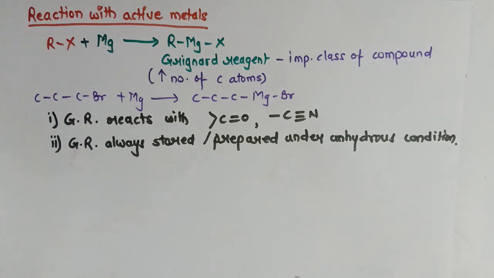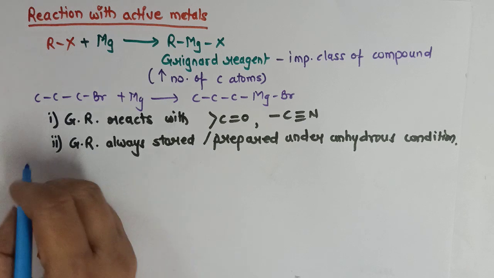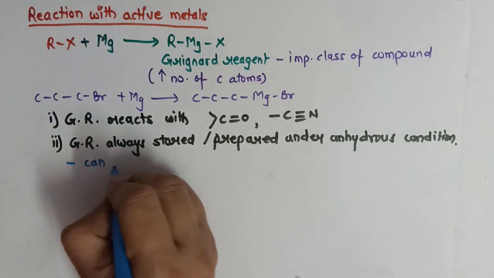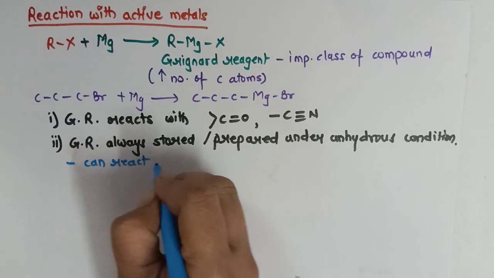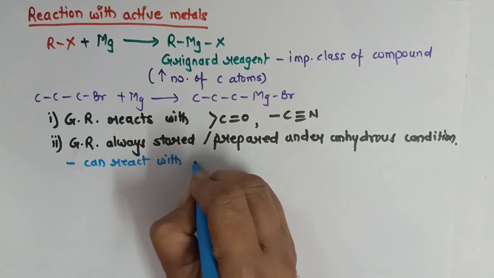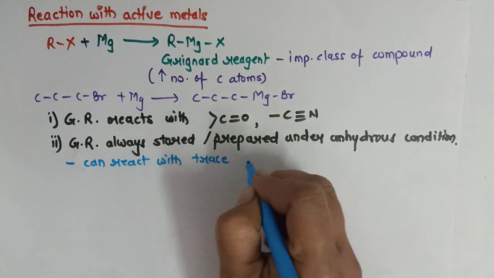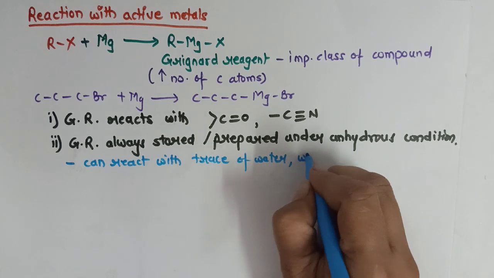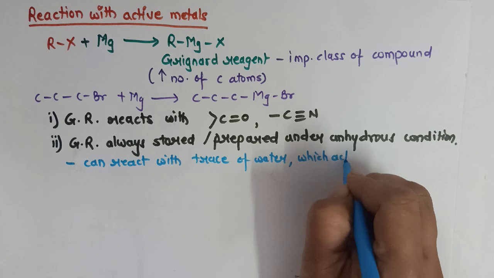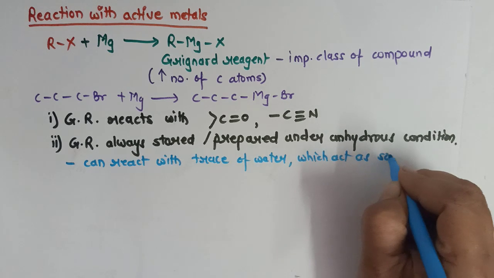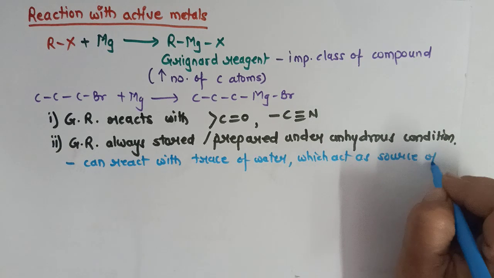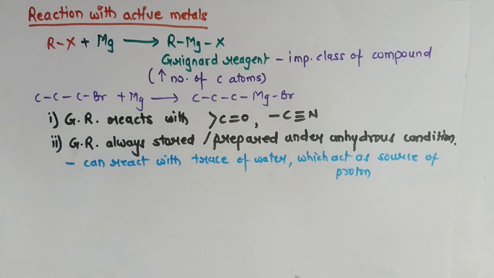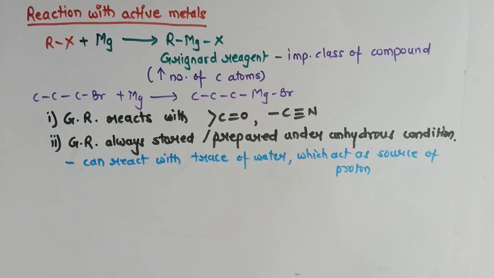It is because Grignard reagents, as I have told you, are a very sensitive class of compounds and they can react with even a trace of water, which acts as a source of proton, and therefore we get alkane instead of our preferred product.